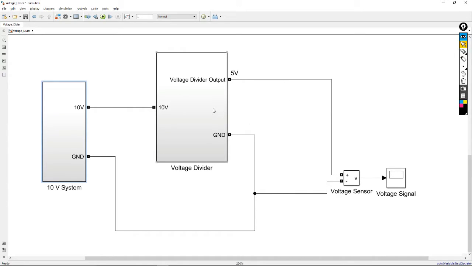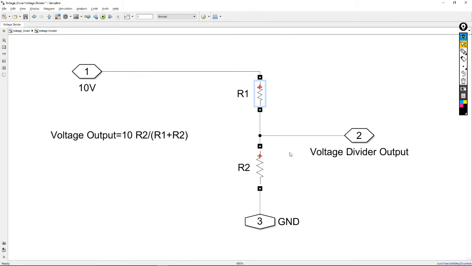So if I go inside this block here, I'll see that the voltage divider is really nothing but just two resistors. And if you take the output from between the two resistors, that will give you a certain amount of voltage which can be calculated using this equation.